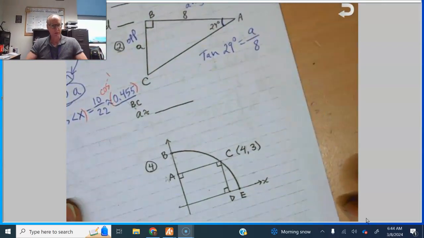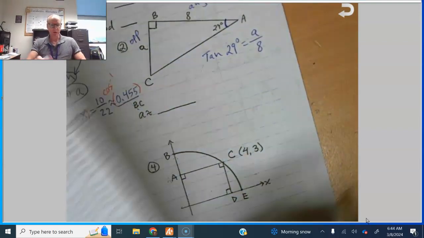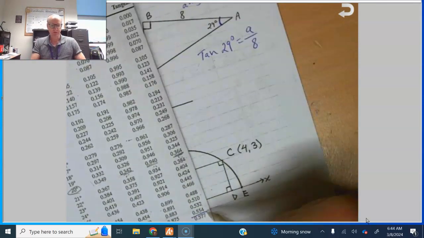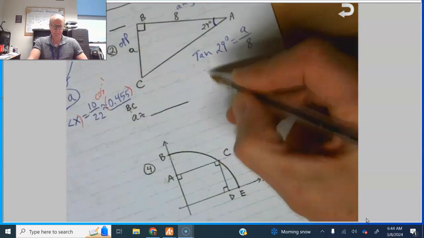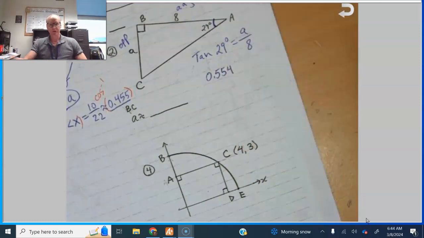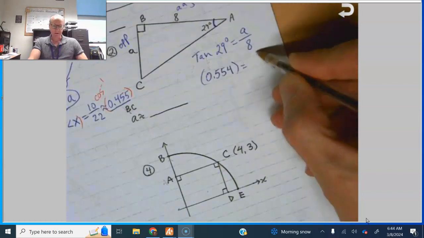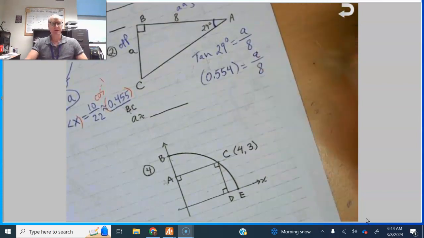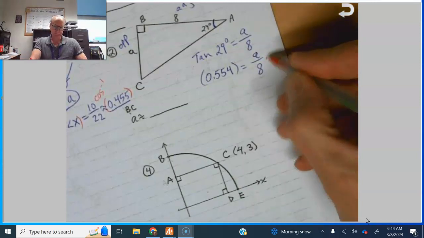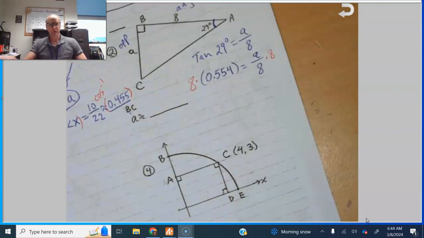And we're going to look up the tangent of 29. Again, you can look it up on your table. You can look up 29 degrees and find tangent, which is 0.554, approximately. Or you can use your calculator. And that's equal to A over 8. And I'm going to solve this by multiplying by 8 on both sides. And this is going to be a little more than 4.